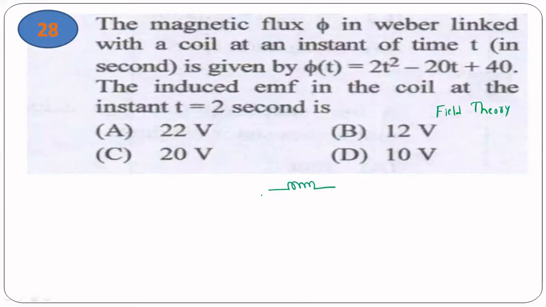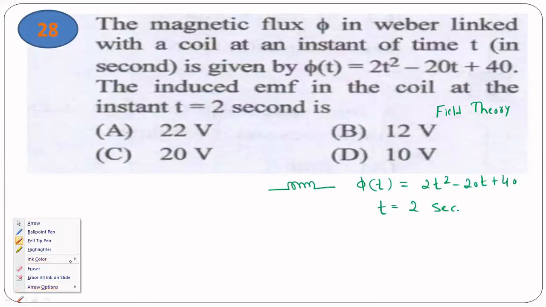which is the equation of this particular coil with respect to the flux linkage, given as phi of t is equal to 2t square minus 20t plus 40. Right. So whenever time t is equal to 2 seconds, we need to calculate the induced EMF. Let us look into the solution of this question. So solution is pretty easy.